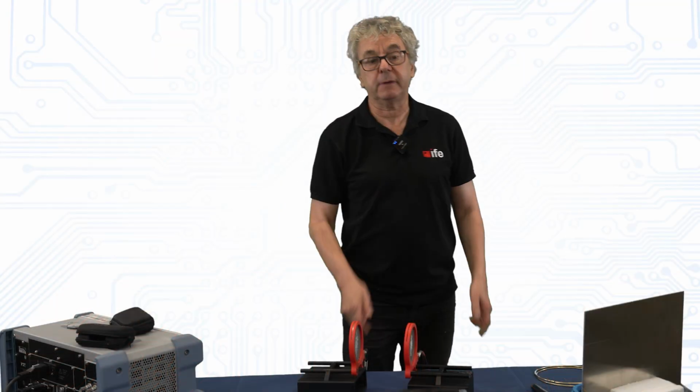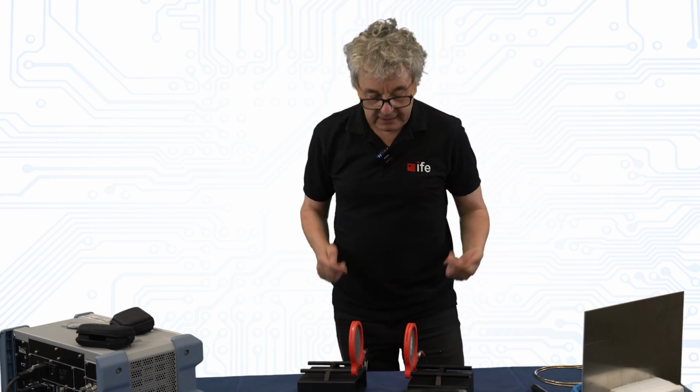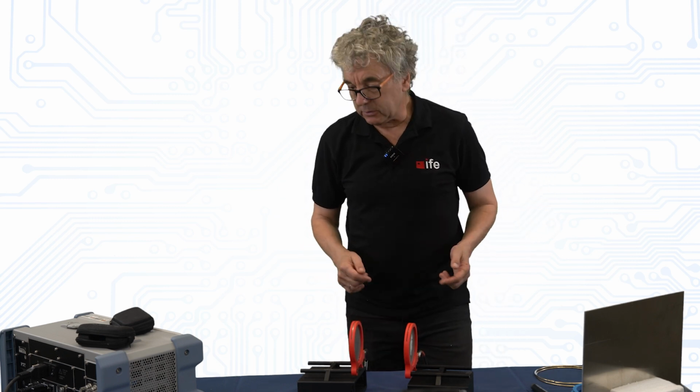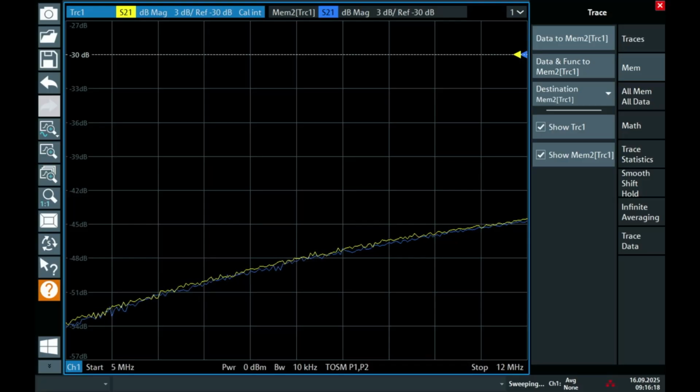This is the second part of the experiment. This emphasizes electric field shielding. In the electric field shielding, we have an experiment with the network analyzer. The network analyzer goes from 5 to 12 megahertz. We are measuring the coupling S21, and I think we have 3 dB per division in the vertical.